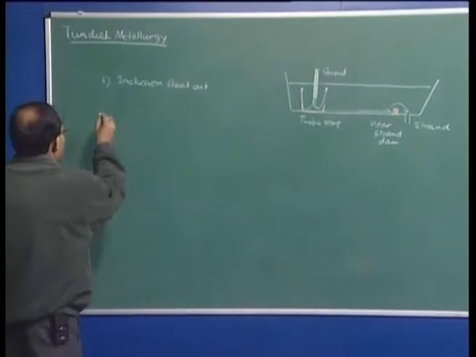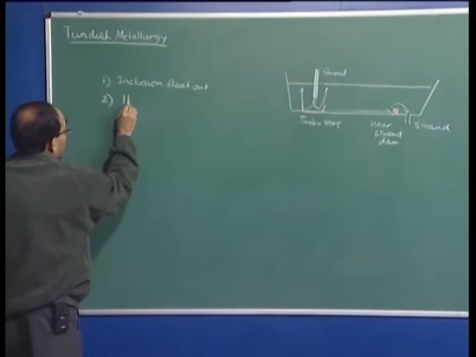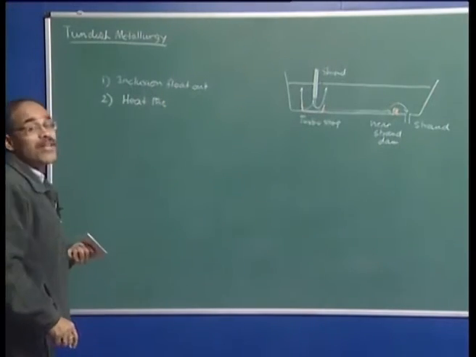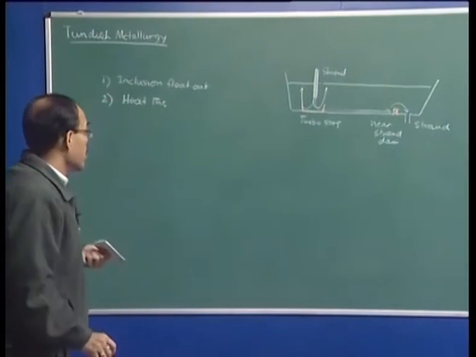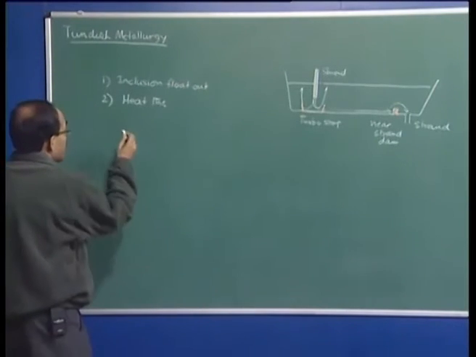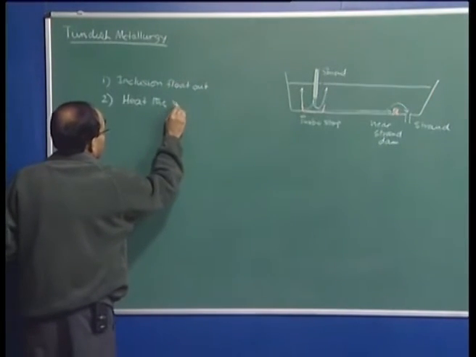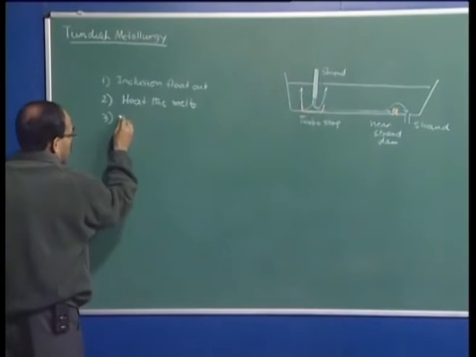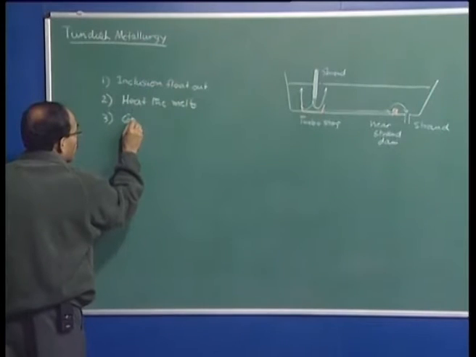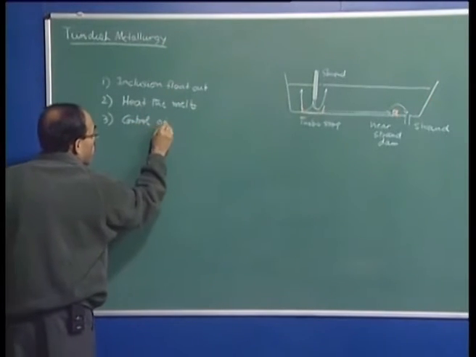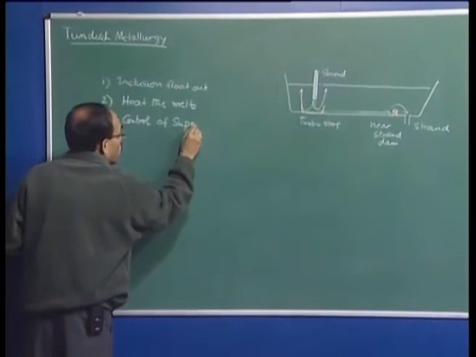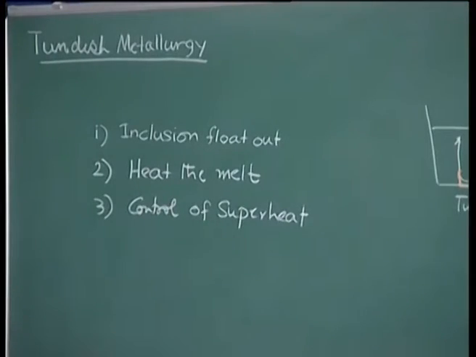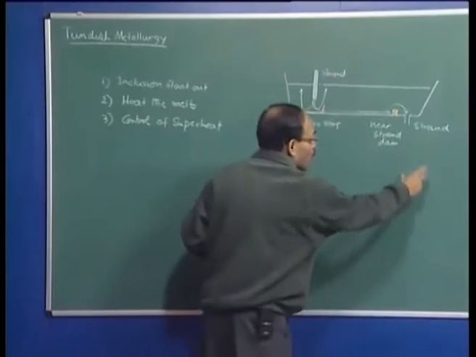Secondly, we would like to control, maybe heat the melt to increase its temperature if there is a significant drop of temperature during the previous processing steps. Heat the melt. We can also control superheat. This is of course one and the same thing, maybe control the superheat. And today we all know that the superheat has a tremendous bearing on the quality of the cast products.